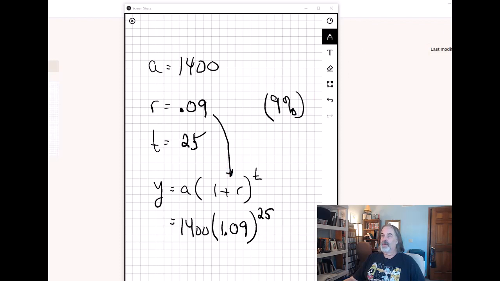I'm looking at my other screen. I should have had this ready to go. My recording bar is in the way. All right, now it's out of the way.